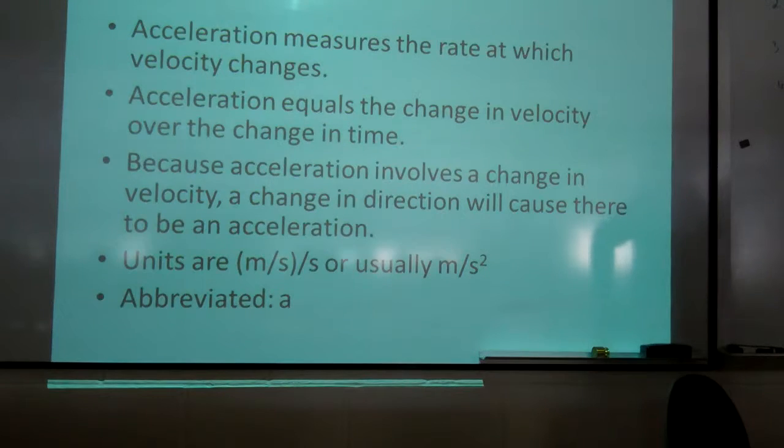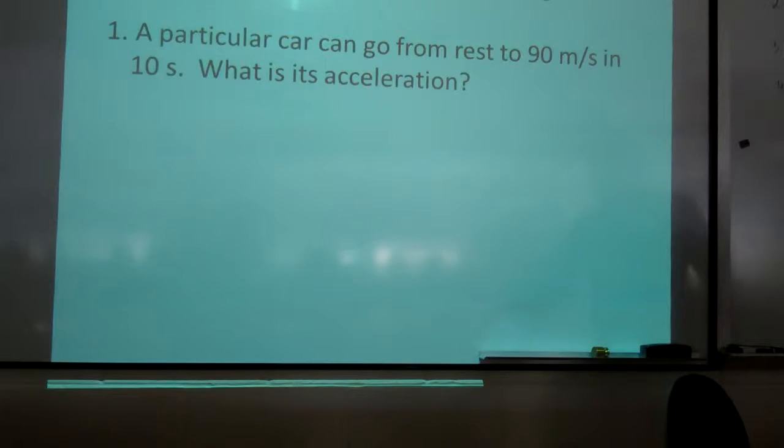Because acceleration usually involves a change in velocity, a change in direction will also cause an acceleration, and we'll cover that when we get to rotational motion later on this year. The units for acceleration are meters per second per second, but usually that's written as meters per second squared. So an acceleration of 1 meter per second squared means every second you're going 1 meter per second faster. Does everybody kind of understand that? And acceleration is abbreviated with lowercase a.